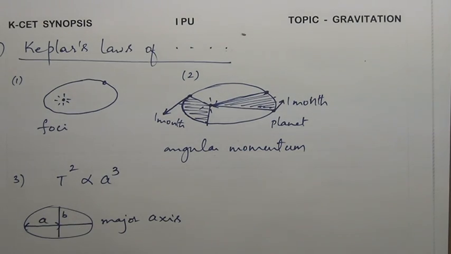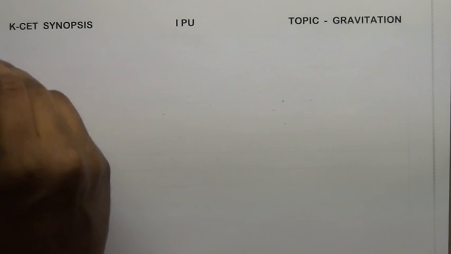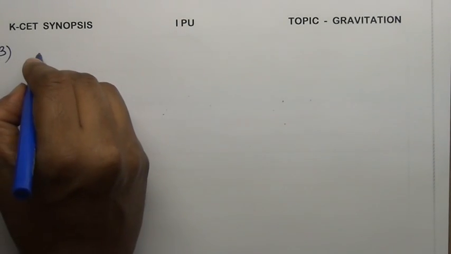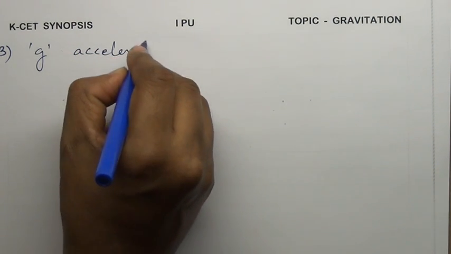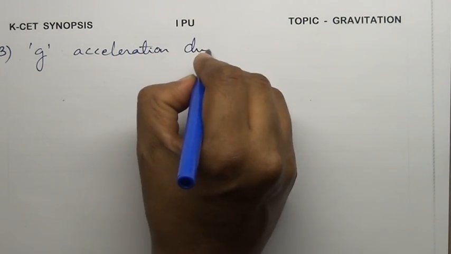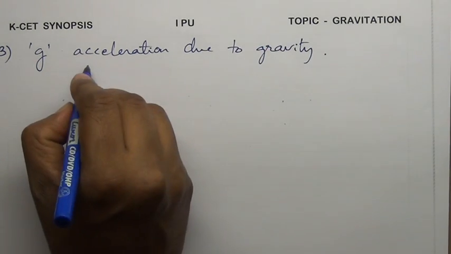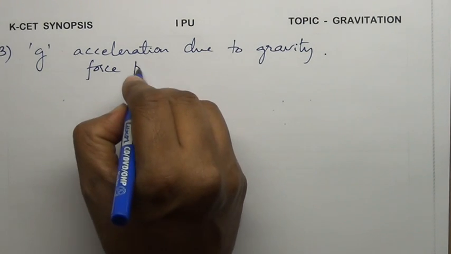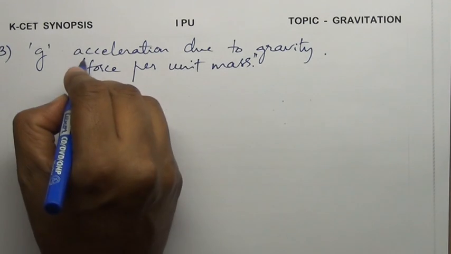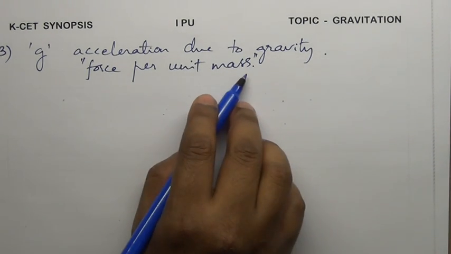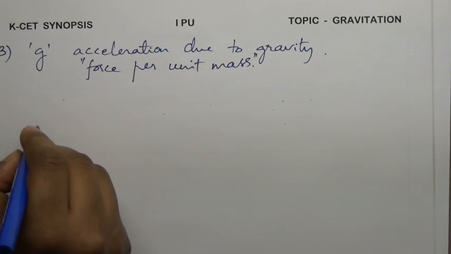So based on this equation. Next topic, acceleration due to gravity, denoted by g. This is also called force per unit mass. So more appropriate is force per unit mass, or commonly used, acceleration due to gravity.